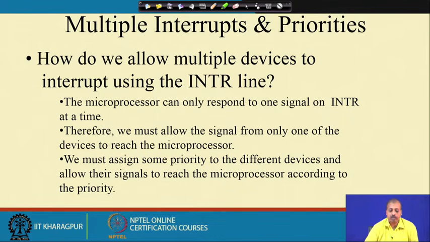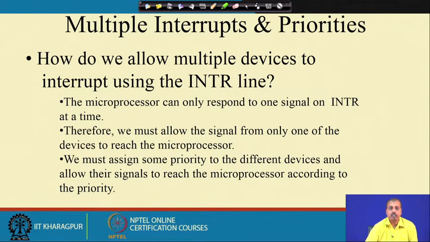Now, how do you allow multiple devices to interrupt using the INTR line? I have got a single interrupt line. Now, if I have a number of devices that can use this non-vectored interrupt to the 8085 processor, how to do this? The microprocessor can respond to only one signal on the INTR at a time. Since it is a uniprocessor system, it will be responding to only one device request. So, we must allow the signal from only one of the devices to reach the microprocessor.